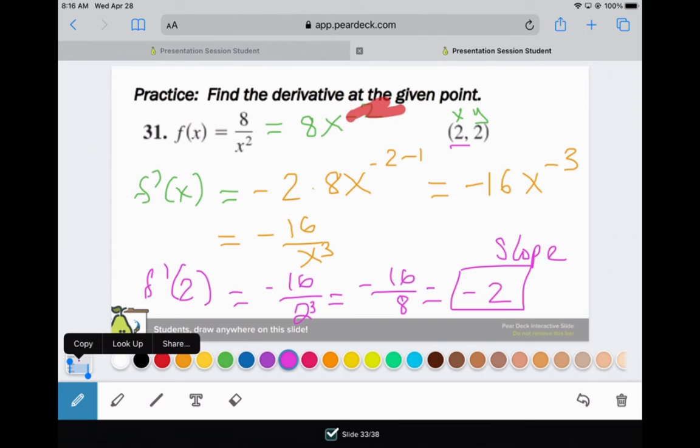Questions for me? Yes, in this case, the y is there. We don't use it at all. We will later on when we write the tangent line, and that will be the next lesson. So right now, I'm not using the y at all.